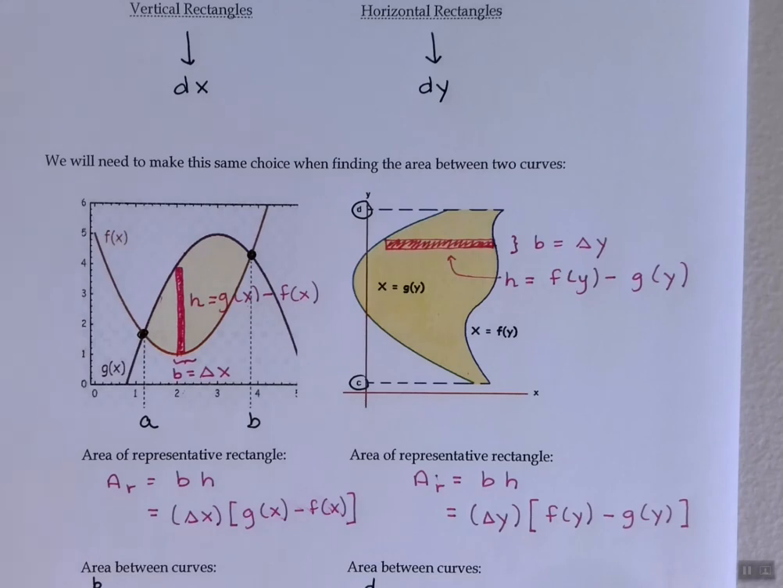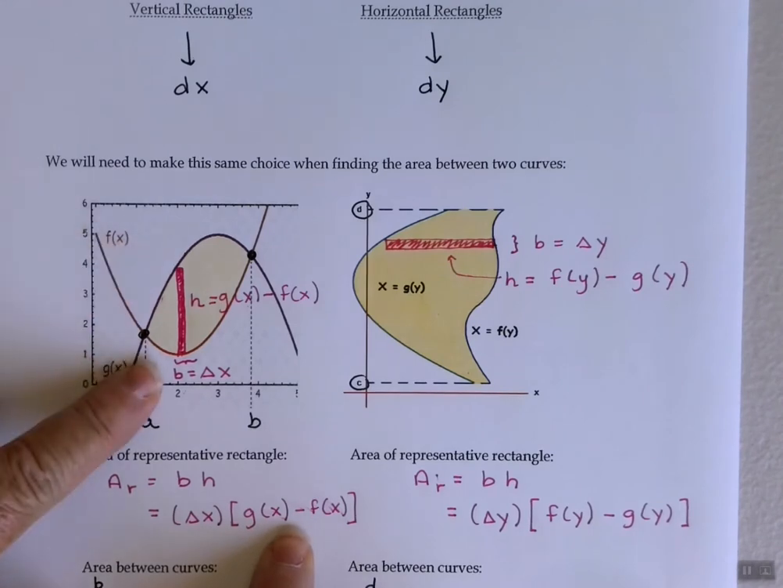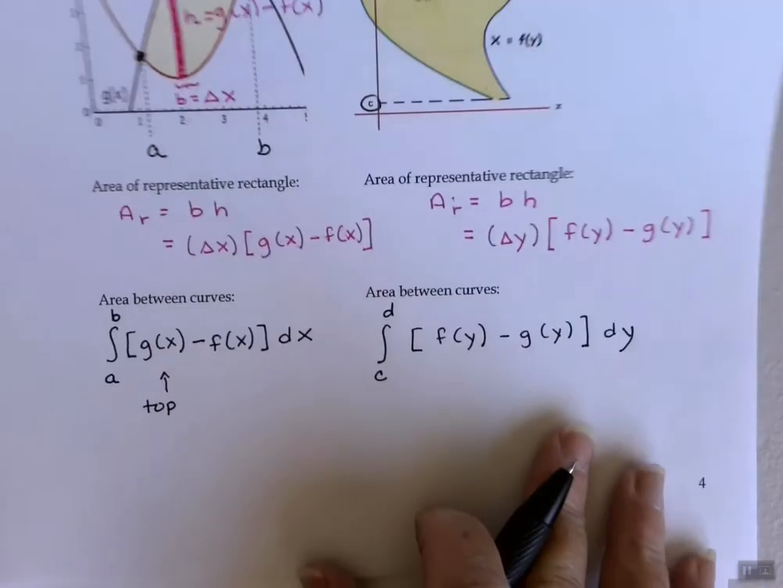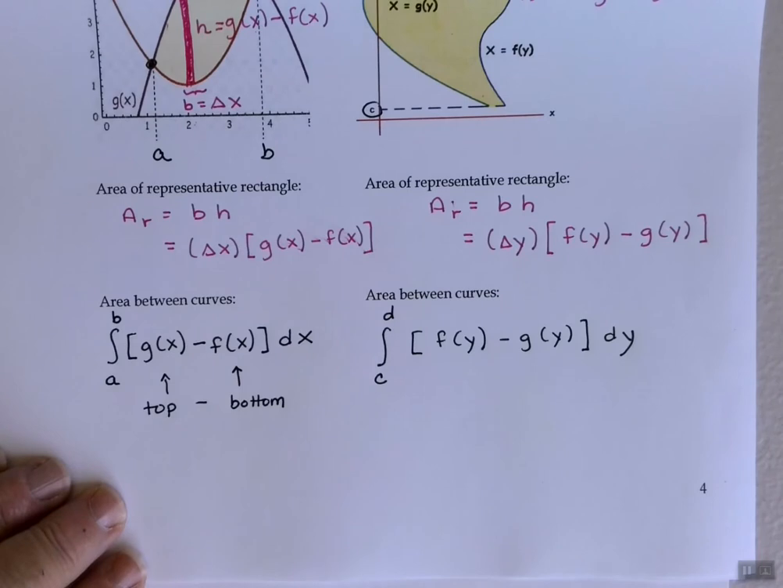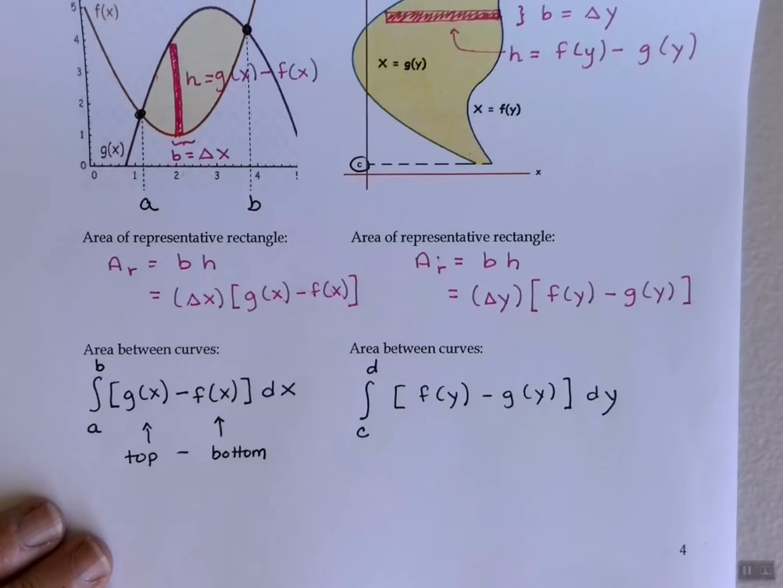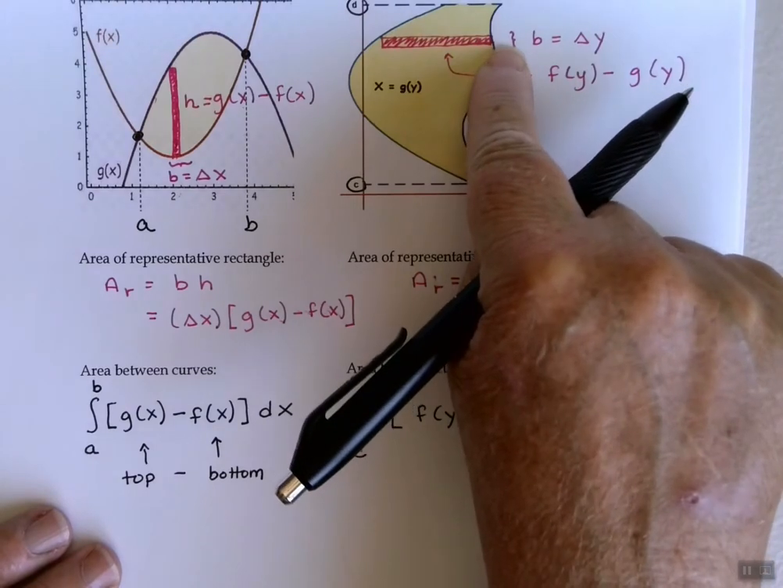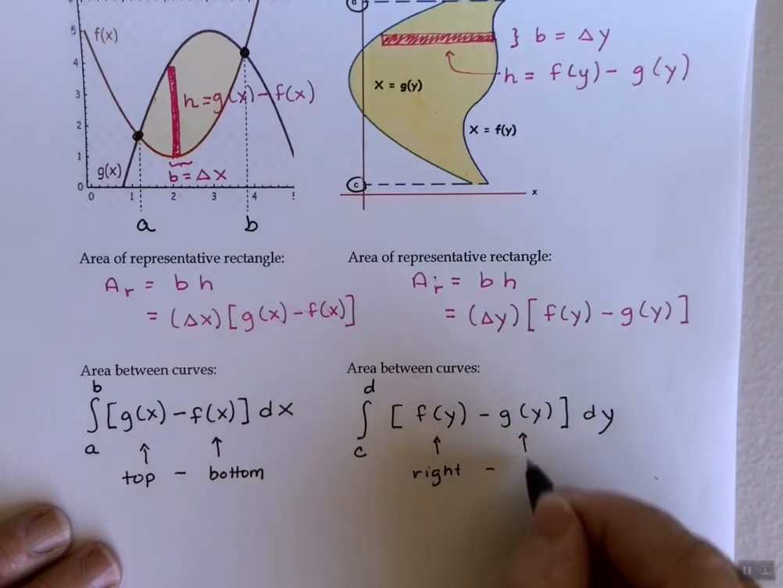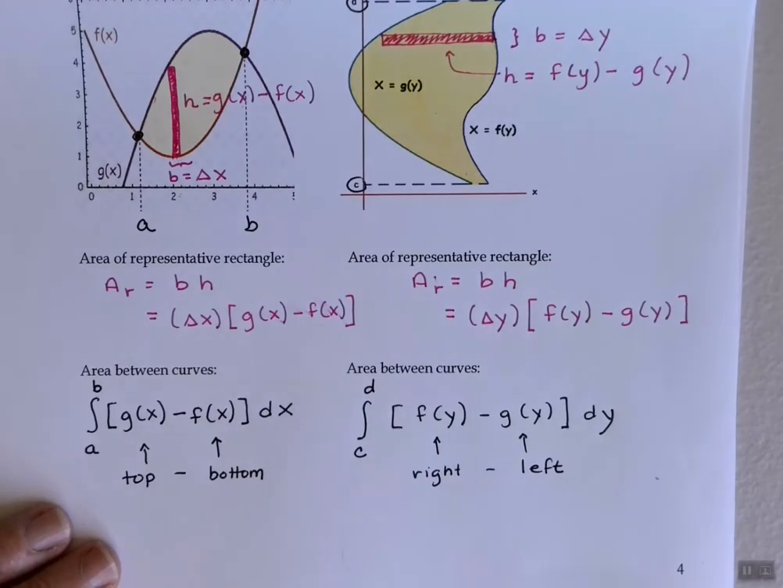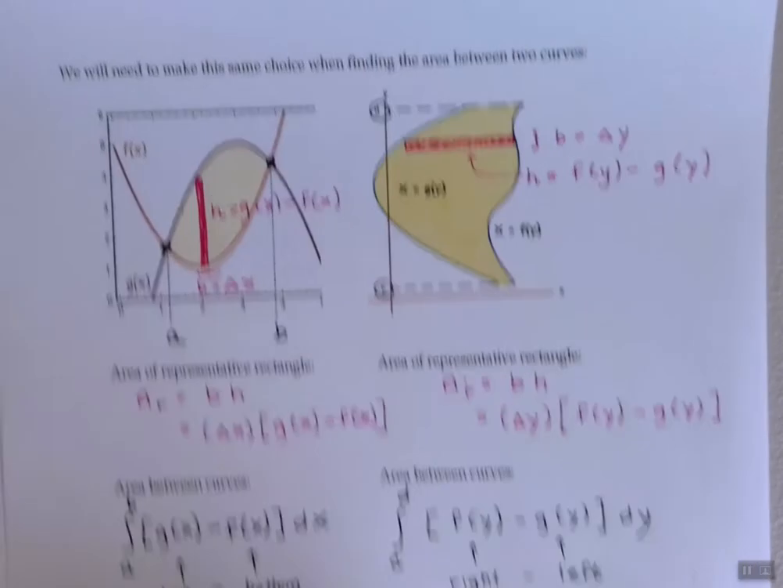Notice that when you did your heights, with the vertical rectangles, we always took the top minus the bottom in order to get the height function. And with the horizontal rectangles, the larger x value was on the right, so we subtracted the right minus the left. And that's a good way to remember your height functions. Top minus bottom for vertical, and right minus left for horizontal. That is shown to you on the next page.